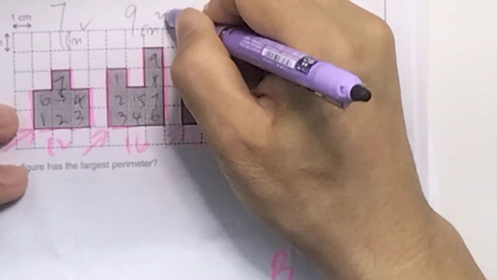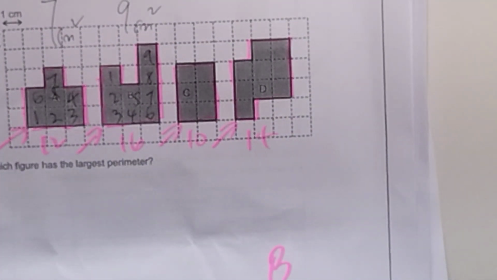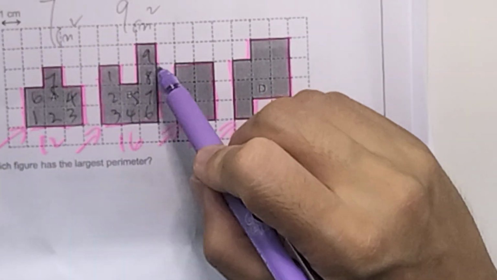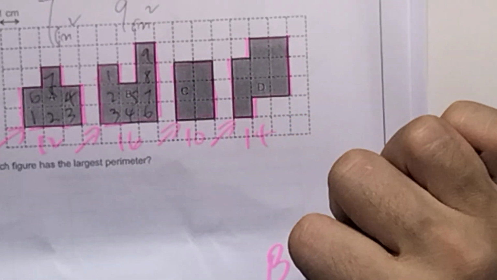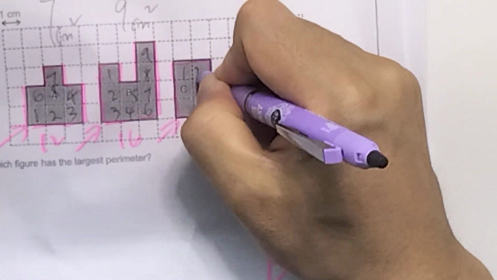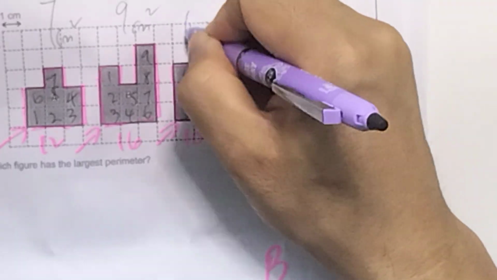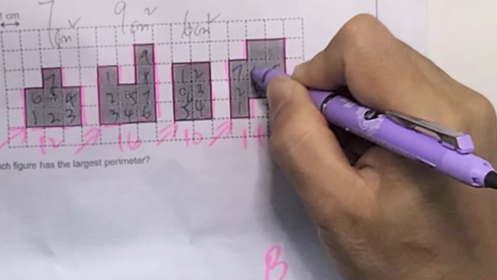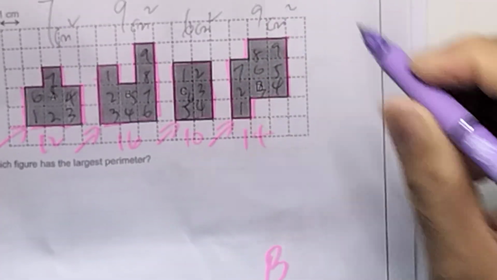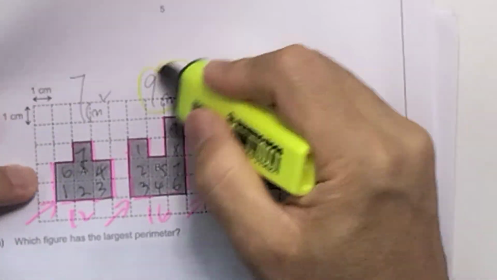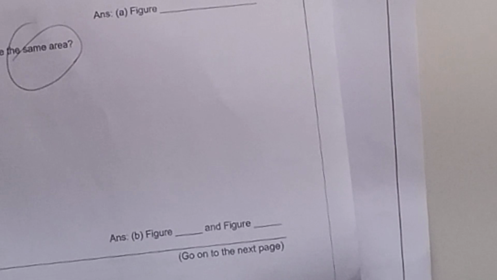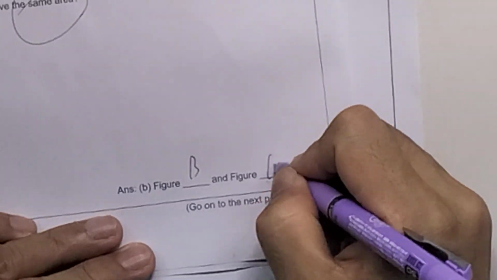When you do this, you're trying to avoid miscounting or forgetting to count some squares. And by filling up every blank with the numbers in sequence, you make sure you don't overlook any squares. 1, 2, 3, 4, 5, 6. 6 square centimeters. 1, 2, 3, 4, 5, 6, 7, 8, 9. 9 square centimeters. So which two figures have the same area? 9 and 9 is the same. So that will be figure B and figure D. B and D will be the answer.